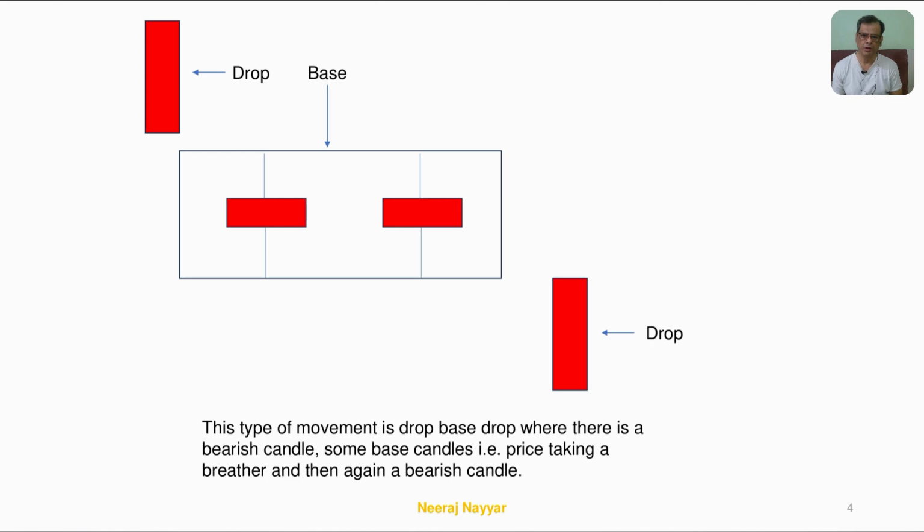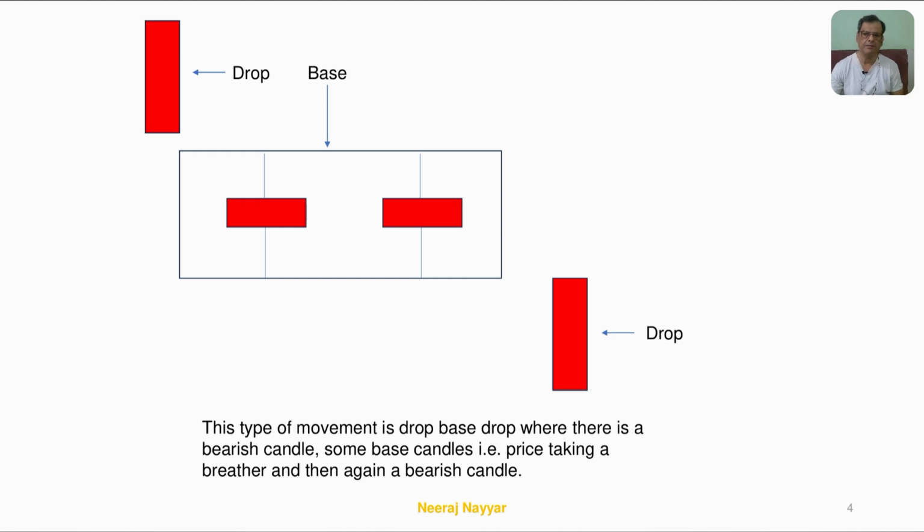Similarly, we have a drop base drop pattern, where the bears have taken control of the market, the price drops, takes a breather, and then drops again. Bulls try to bring the price up, but finally the bears win. And this is just for illustration purposes. You need not have candles that look like this. There'll be small body candles, or slightly larger than small body, or they could be doji candles, but basically price will move sideways. So base means sideways movement and then a drop again in price. So it is a drop base drop.